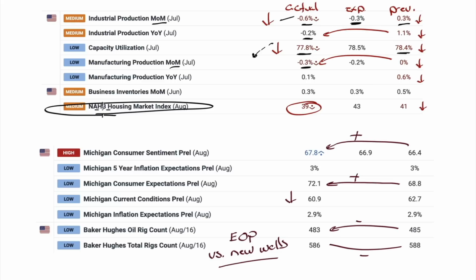The housing market index, 39. Previous month revised downwards to 41. Expectation was for an increase up to 43. Came in at 39. That almost sounds like it's Canada there.